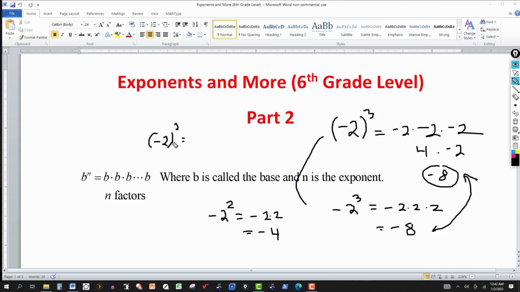Now the base is negative 2 because I have parentheses on the negative also. So this would be negative 2 times negative 2. In this case, a negative times a negative is a positive. So negative 2 times negative 2: 2 times 2 is 4, and the negatives cancel out. So notice there is a difference. If I have it like this, the answer is negative 4. If I have it like this with the parentheses, it's positive 4.